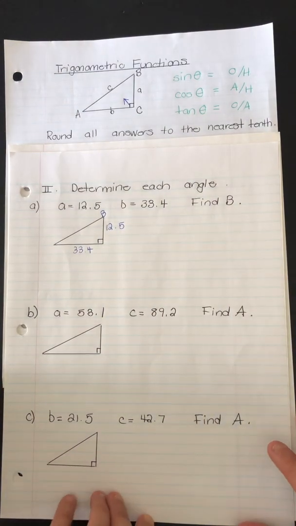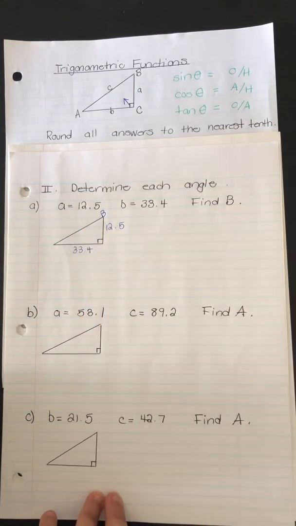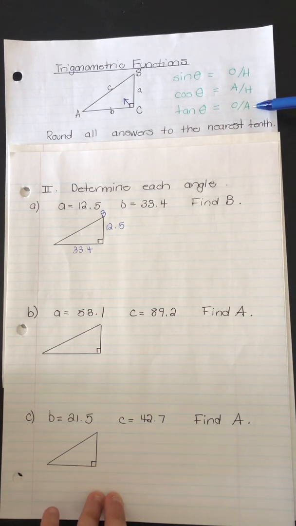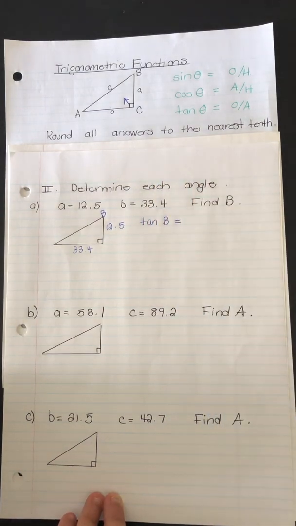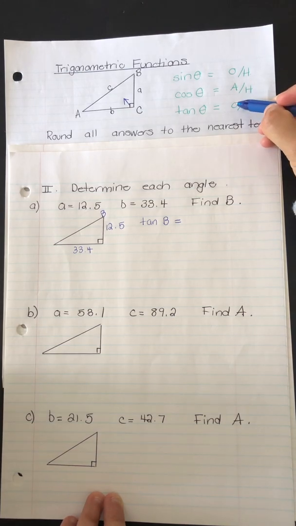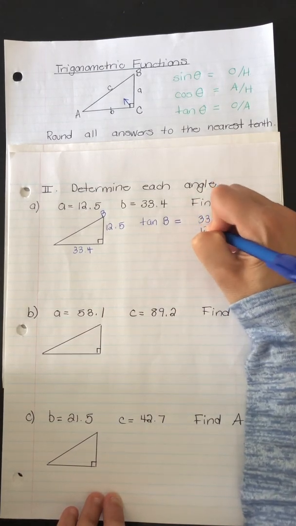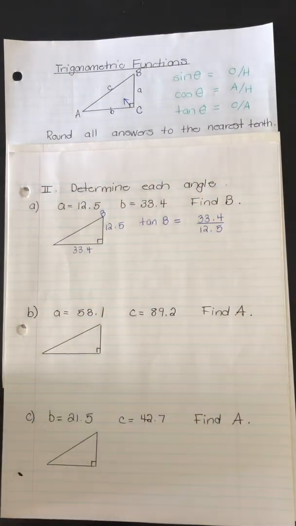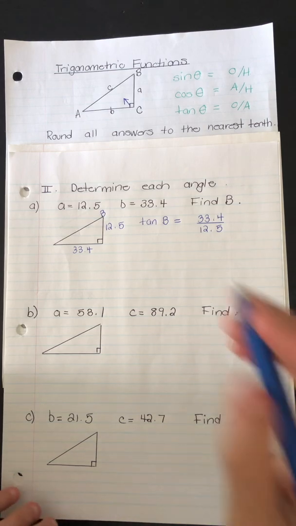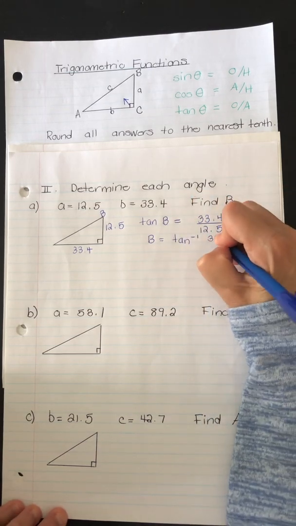All right, so which trig function should we use? Well, we want the one that doesn't include the hypotenuse because we weren't given the hypotenuse. So we're going to use tangent. So we're going to write the tangent of angle B is equal to, and we've got to make sure we put opposite over adjacent now. So this will be 33.4 divided by 12.5, just like that. Now, when the angle is unknown and you're trying to find it, you're going to need your inverse trig function. So angle B is going to be the tangent inverse of this fraction.